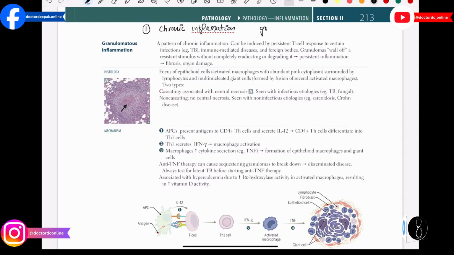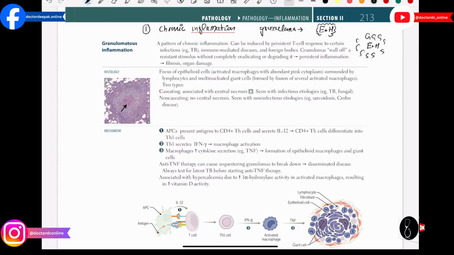Basically, granuloma is made up of different things. First one is the epithelioid histiocyte. What are epithelioid histiocytes? Basically, these are the macrophages with abundant pink cytoplasm. Those are called epithelioid histiocytes. Then these epithelioid histiocytes are surrounded by giant cells. Suppose in the center we have epithelioid histiocytes, and on the side of the epithelioid histiocytes we have the giant cells.